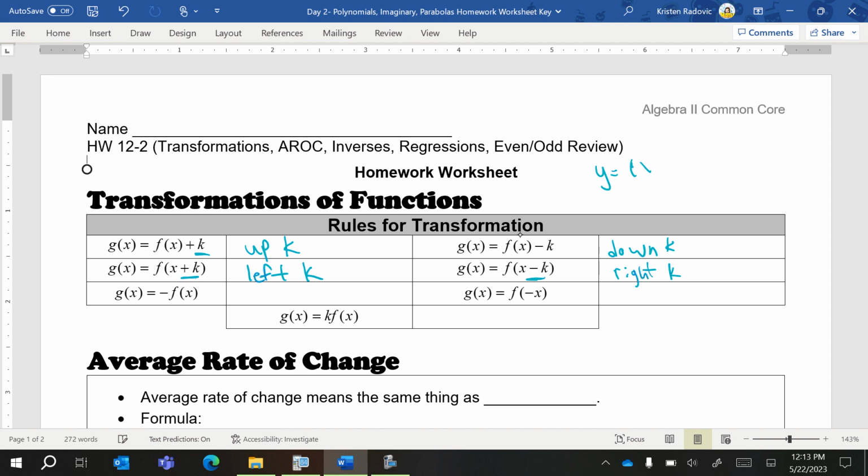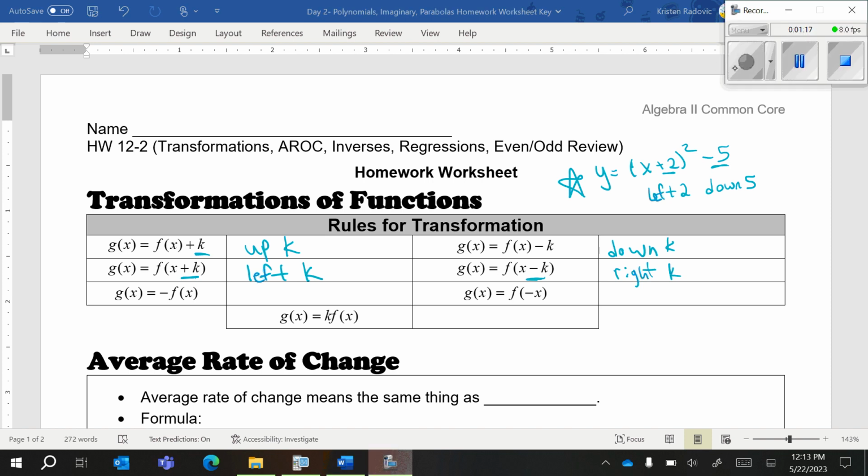So for example, if you were to have an equation, y equals, let's see, (x plus 2) squared minus 5. Because it's inside parentheses, that is going to be to the left by 2. And because it's on the outside of parentheses, it is going to be down by 5. And this is important for us to remember for the quiz tomorrow. You're going to be given an equation, and you have to tell me which direction it is going in.